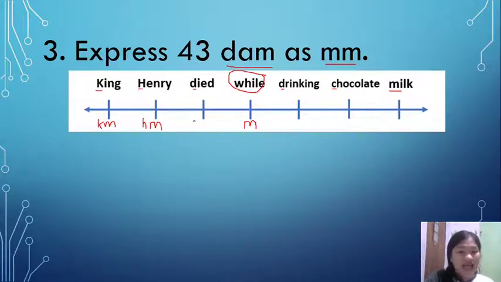Died, died. So that is DA, decameter. And then while, our base unit is the meter. Drinking is another D, so that's deci. Chocolate starts with C, so that's centi. And milk starts with M, so that's millimeter. So, that's it. It's that simple.